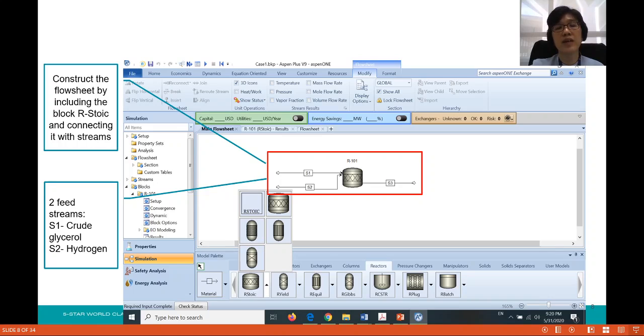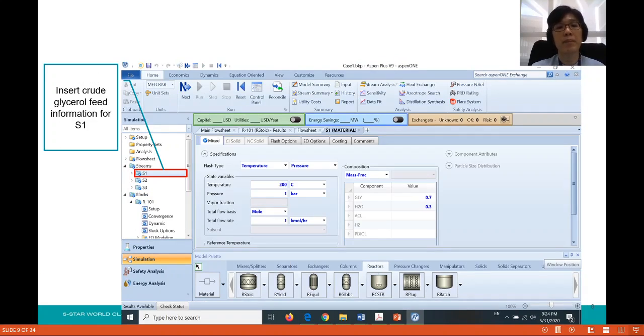After that, you have to connect your RStoic with the streams. As mentioned, you have two feeds, S1 and S2, and one product stream, S3, over here. S1 is the crude glycerol and S2 is the hydrogen. Then you can click next.